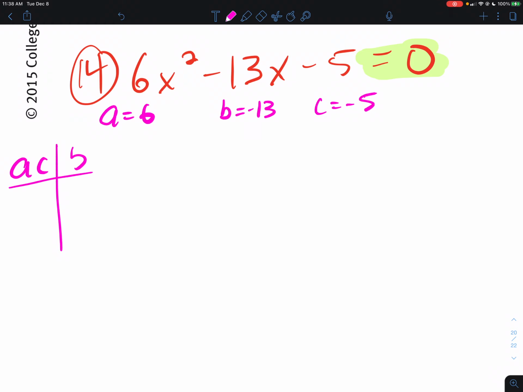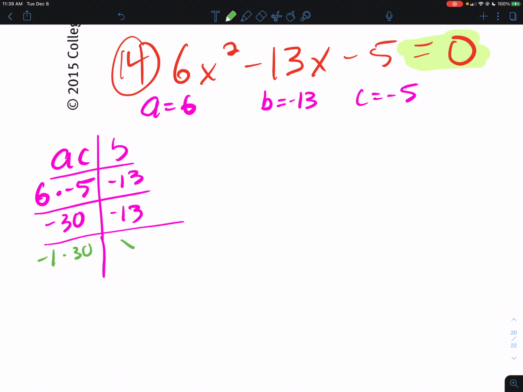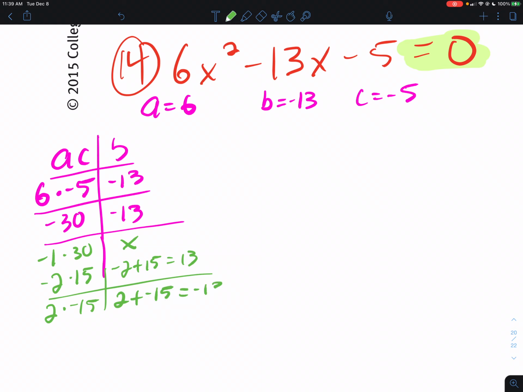ACB. So A is 6, C is -5, and B is -13. So -30 and -13. So this one might not be super obvious to you, and that's when we can just try out some things. We know it's -30, so -1 times 30 is not going to work. -2 times 15, well, that's actually going to give me +13. So that means it just needs to be 2 times -15. 2 plus -15 would give me -13.